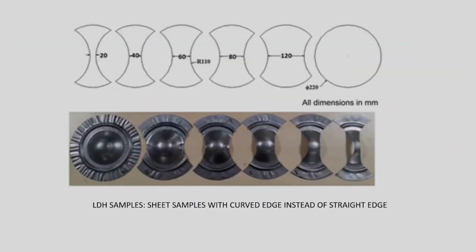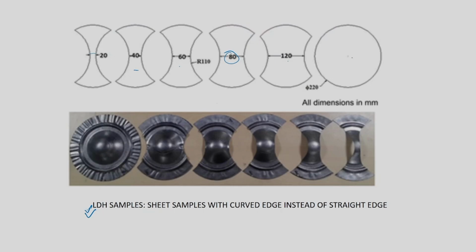This is another dimension I just gave you: instead of rectangular samples and square samples, sometimes people use this type of samples also. The edges are curved in nature. This is also an LDH sample only, but a sheet sample with a curved edge instead of a straight edge. This is also used sometimes. You can see that this is 20 mm width, the negative major strain, and probably your 60 or 80 would give you plane strain type of deformation. 40 and 60 are in between. 120 would give biaxial stretching, and 220 would be your balanced biaxial stretching.